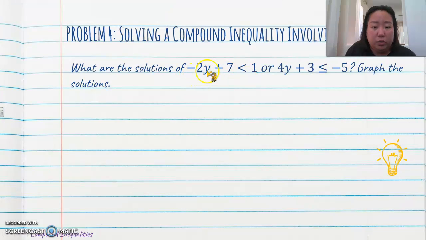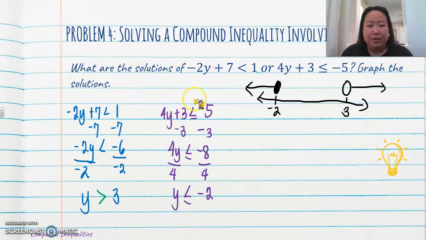And so another example here. Why don't you work on solving for y, and then let's graph the inequality as well. Go ahead. All right, so if you have negative 2y plus 7 is less than 1, you will end up having y is greater than 3 because you will be dividing by negative 2 on that computation. And then for 4y plus 3 is less than or equal to negative 5, you'll end up with y is less than or equal to negative 2. And so the graph would look like this.